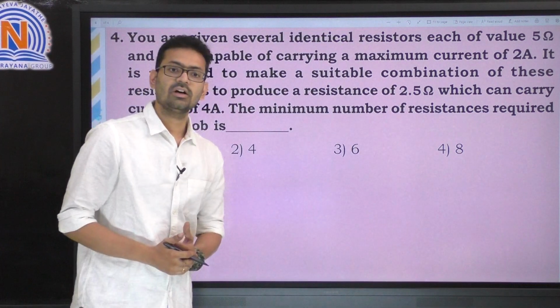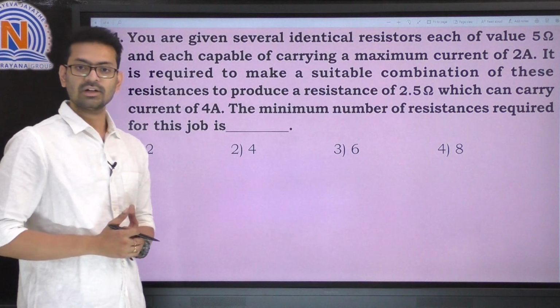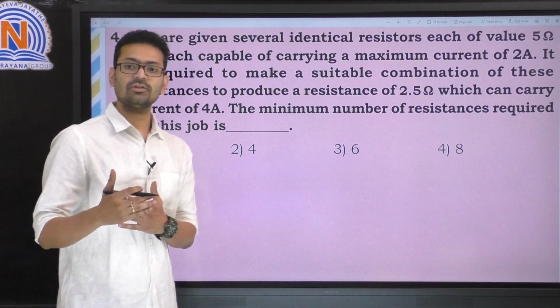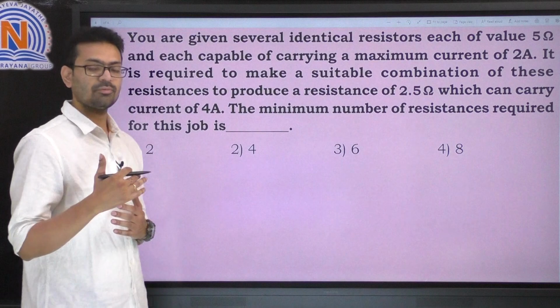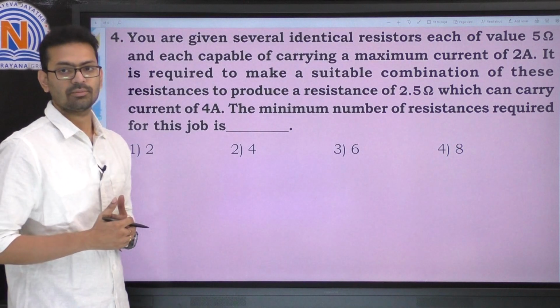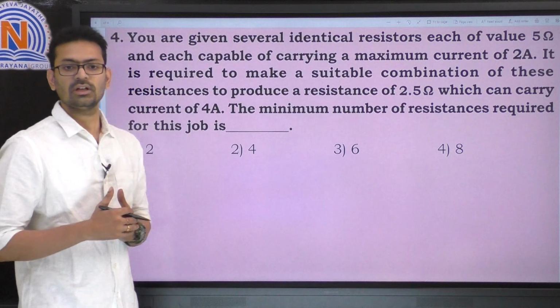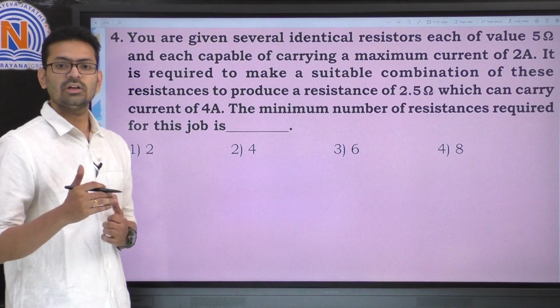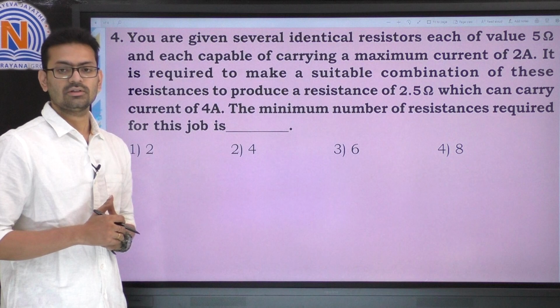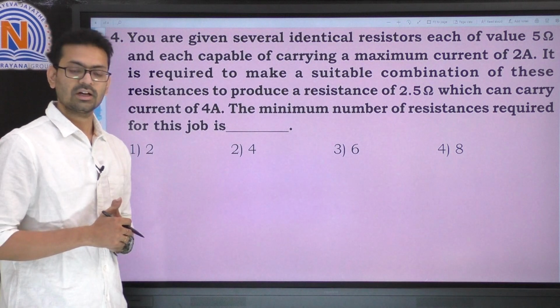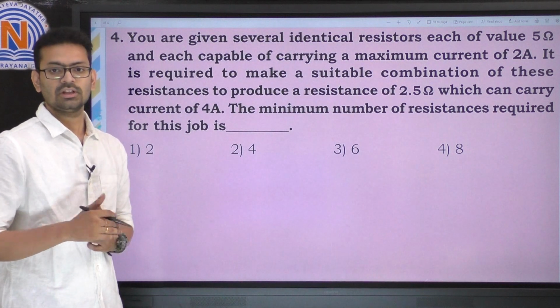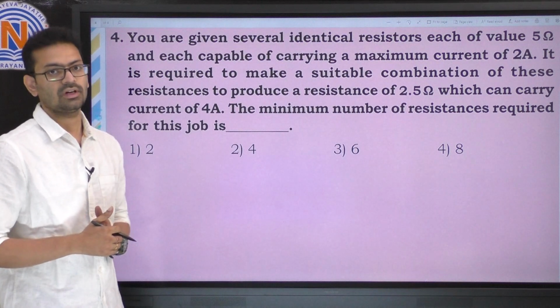In this sum, you can see that you are given several identical resistances, each of 5 ohms, and each capable of carrying a maximum current of 2 amperes. It is required to make a suitable combination of these resistances to produce a resistance of 2.5 ohms which can carry a current of 4 amperes. The minimum number of resistances required.